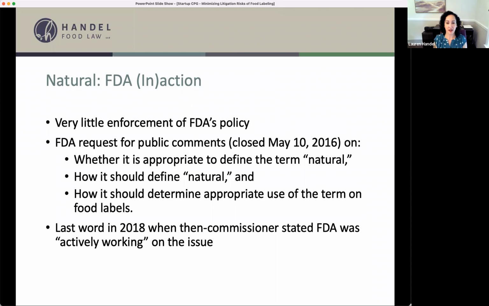And a while back, FDA had issued a few warning letters to companies objecting to their use of natural, but it's really done nothing like that in a long time.